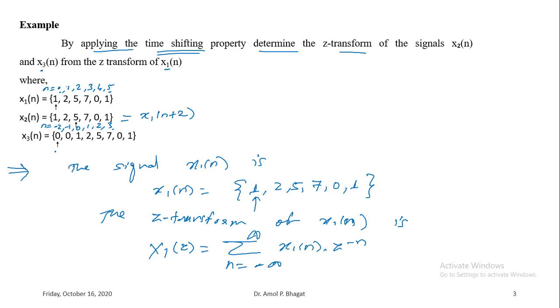So it is starting at n equals 0, then 1, 2, 3, 4, 5, 6, 7. So it is now ending at n equals 7. That means it is delayed by 2 samples compared to this x1 of n. So this x3 of n is the delayed version of x1 of n, and it is delayed by 2 samples.